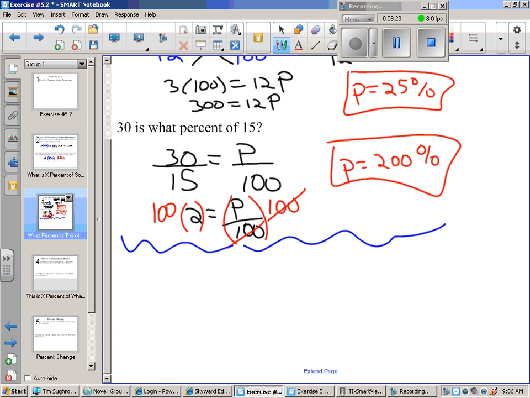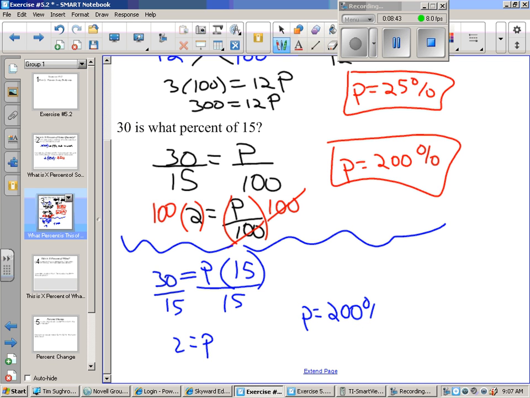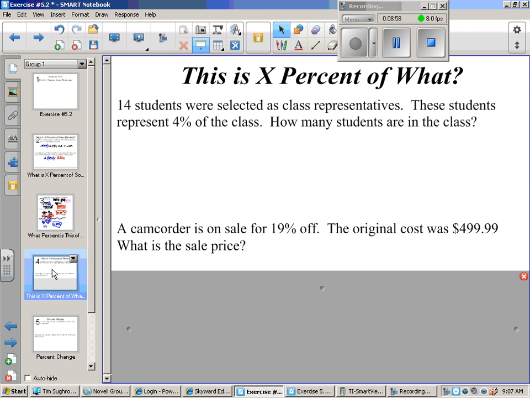Here's a second method by simply saying 30 is what percent of 15? You can write it just like an equation. Divide both sides by 15. Just don't forget when you're looking for a percent, then you've got to multiply by 100. And that's something that students forget sometimes. So the nice part about this method, the is over of equals percent over 100, is it takes care of that multiplication by 100 every time for you. So you don't forget.